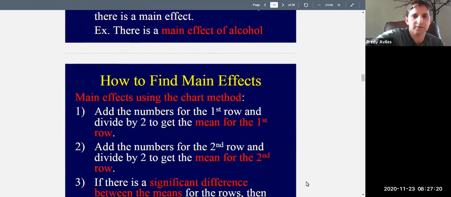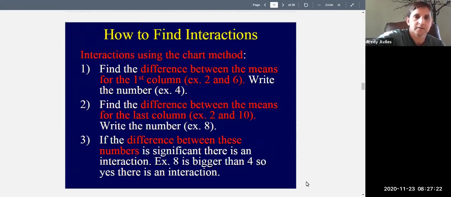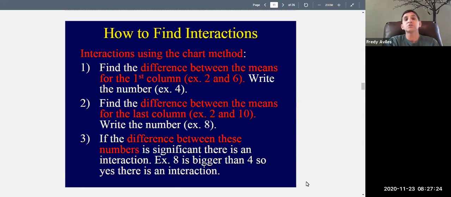Okay, so I showed you guys how to find main effects using the chart method, but we still have to think about interactions. And here's the slide for interactions. Interactions using the chart method. Find the difference between the means for the first column, example 2 and 6, write that number down, it's 4, okay? Find the difference between the means for the last column, it's 2 versus 10, basically, the difference there is 8. If the difference between those numbers is significant, then there's an interaction. An example, 8 is bigger than 4, so yes, there's an interaction.